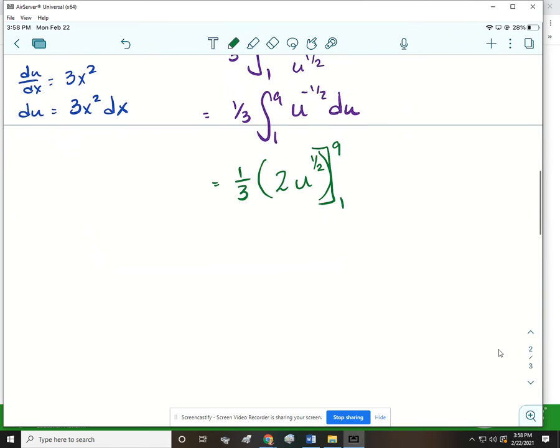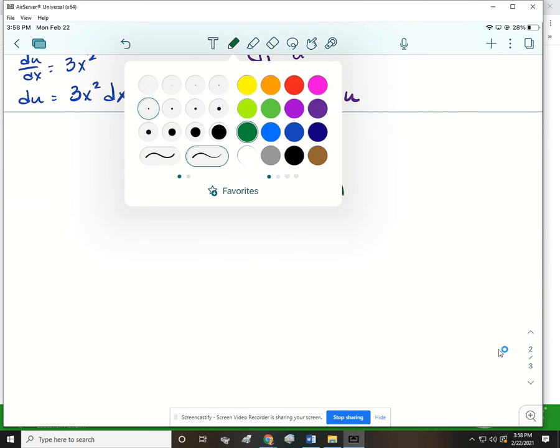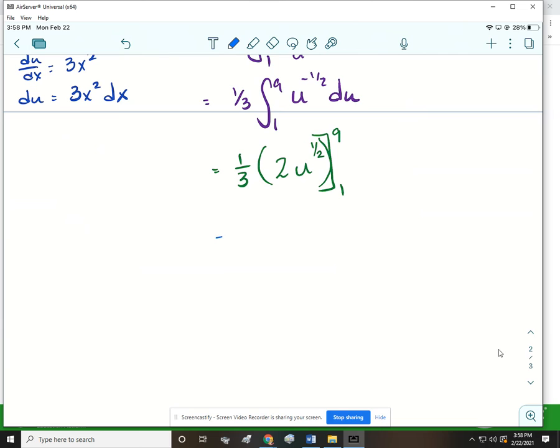Okay, so now I'm ready to plug those in. Now, because I changed them to u's, I just go ahead and plug it in with u. I don't need to go back to x. That would make it a lot more complicated. So I would put the 9 in first, and then minus, then I would put the 1 in.